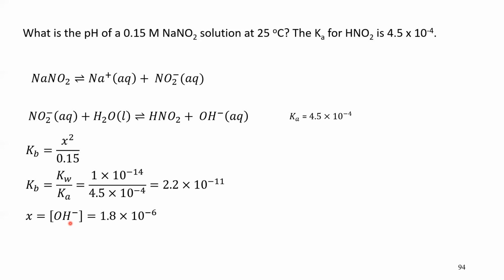Okay, it definitely should be greater than 7. I agree. Remember that if we have 2 significant digits in the concentration, we want 2 decimal places. So the pOH is 5.74. Subtract it from 14, and 8.26 is our pH. So we're looking at a basic solution, a basic salt, because we're increasing the hydroxide ion.